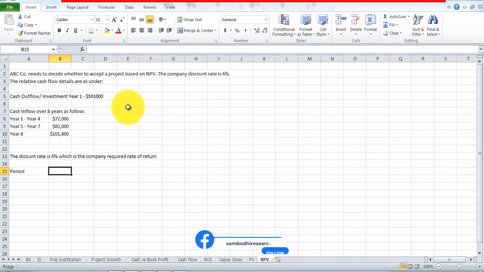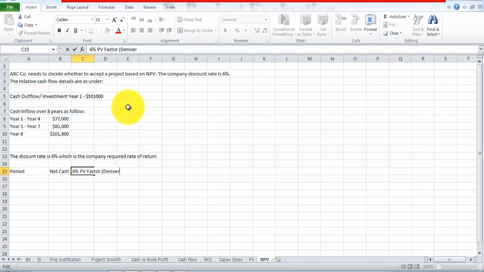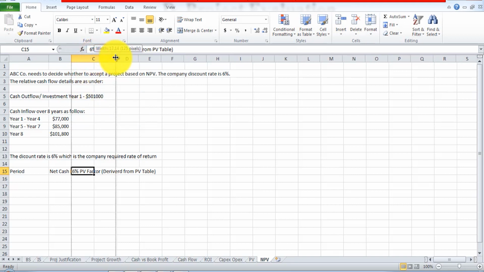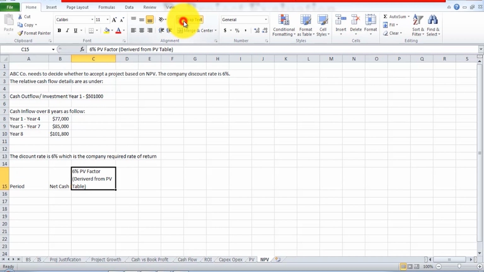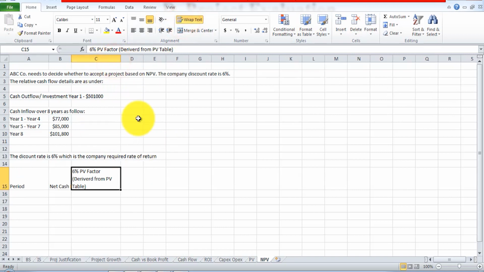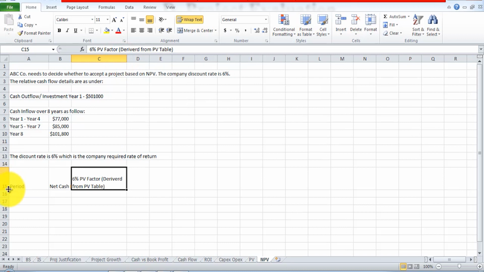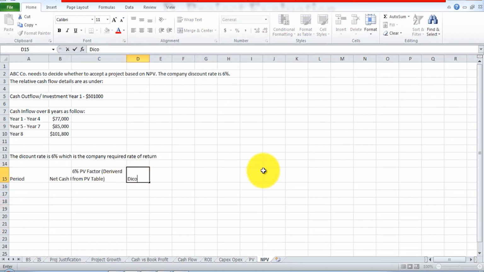Let's say the period. Over here we have the net cash flow. We're going to put the 6% present value factor, derived from the present value table. If you remember, we had seen the present value table in the previous session where we were understanding the concept of present value. I'm going to attach that whole table for your reference. You can use it for easy computations. And finally, you get the discounted cash flow amount at 6%.